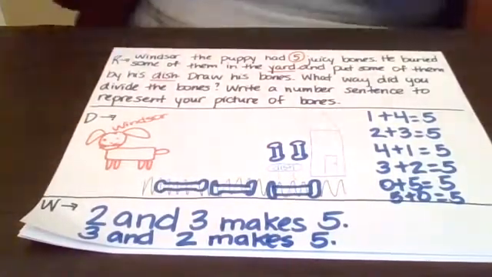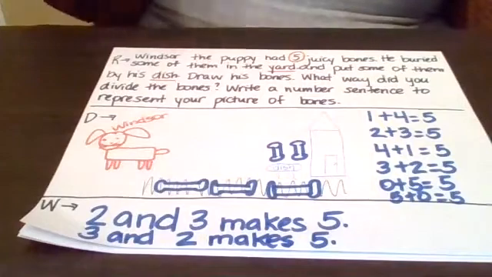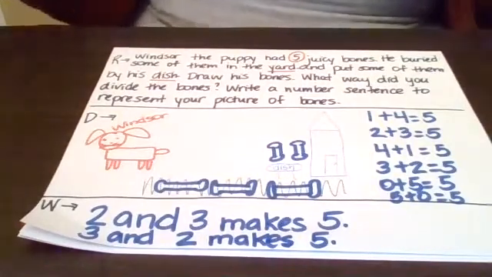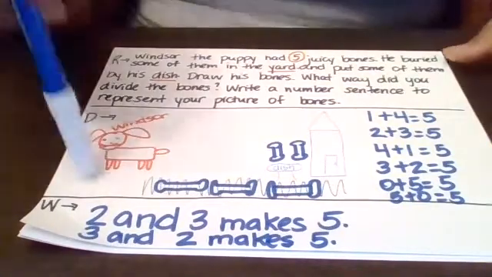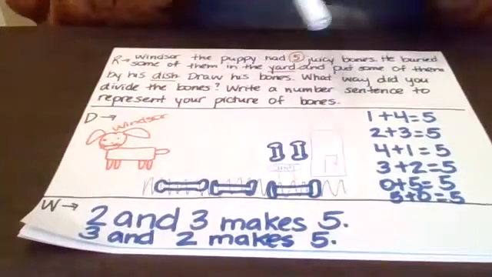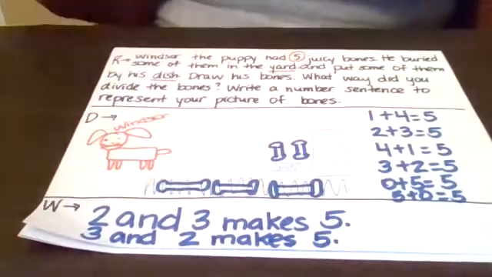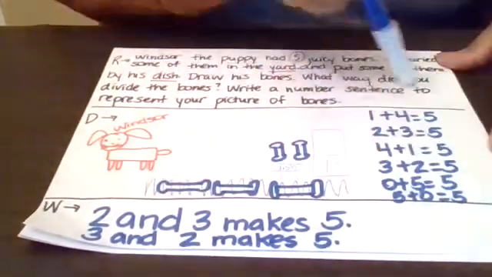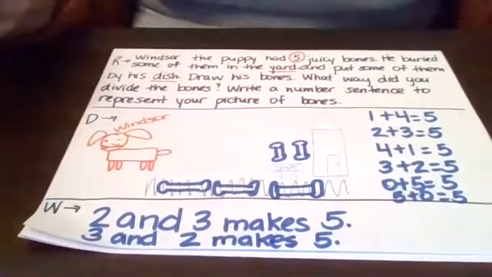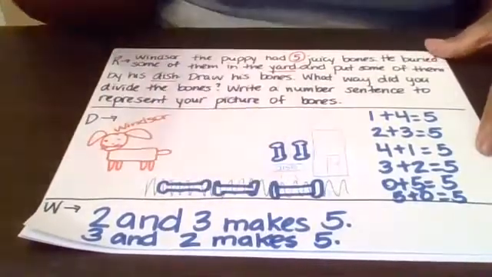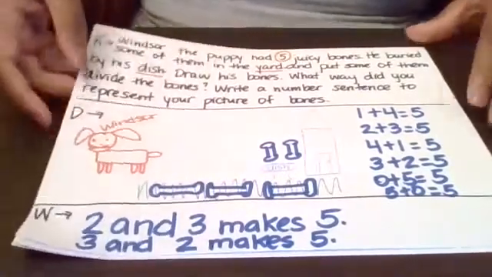So just a basic synopsis of our problem today. Windsor had 5 bones and he wanted to put some of them in the yard and then some of them in his dish. And we had to choose the way we wanted to divide his bones up. So Mr. Boyce drew Windsor. I drew a doghouse with a dish and some grass. And I took 2 of his bones and put them in his dish. And I put 3 of the bones in the grass. We also went over the 5 facts, so I'm breaking them down. And then in my sentence, I said 2 and 3 makes 5. And then 3 and 2 makes 5. All right, so that is our application problem for today.